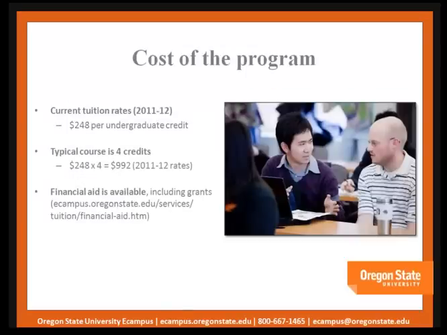Right, so this is Simona again, and I'm going to talk a little bit about the cost of the program because I know that is a big decision factor for people thinking about coming back to school. So the OSU eCampus tuition rate is $248 per undergraduate credit. If you do the math for a typical course, which is between 3 to 4 credits, it's a little bit less than $1,000 per class.